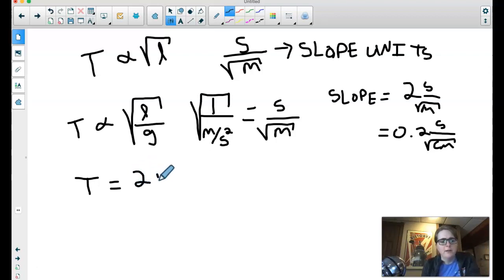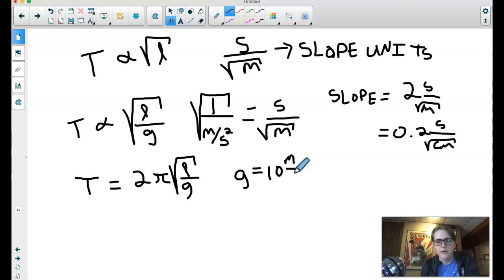So the formula for the period of a pendulum turns out to be 2 pi times the square root of L over g, where g is that number that we've been using this year and is about 10 meters per second squared. Sometimes we've used newtons per kilogram, sometimes we've used meters per second squared. When we're thinking about the period of a pendulum, those units of meters per second squared make more sense.